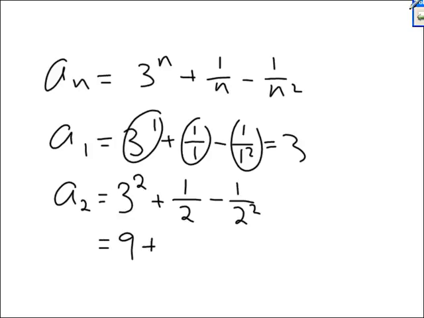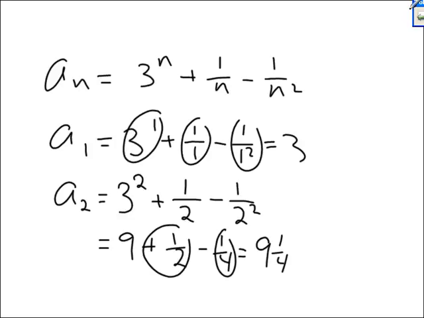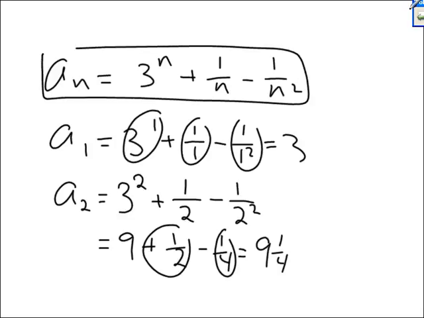A sub 2 is 3 to the n plus 1 over n minus 1 over n squared. This is 9 plus a half minus a quarter. If you have half a dollar, you take away a quarter, you have another quarter. 9 plus a quarter is 9 and a quarter. That is how you use the general term to find the first few or any term in the sequence. Here we found the first two terms.